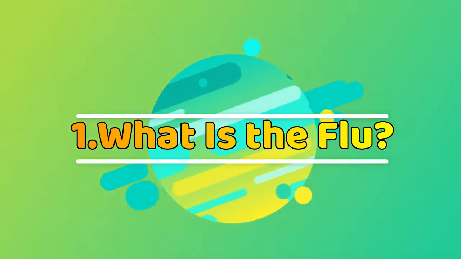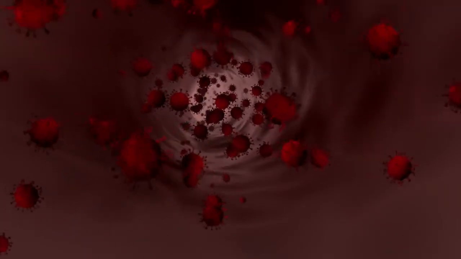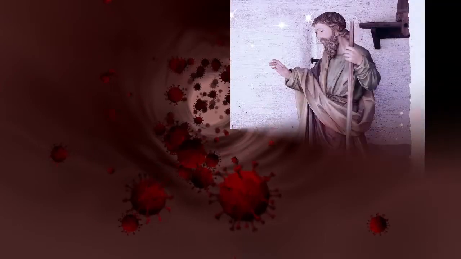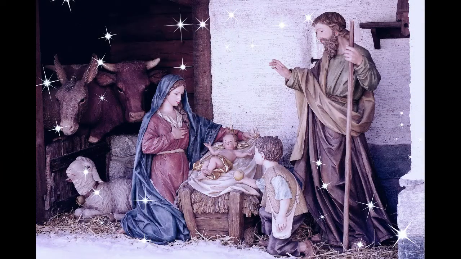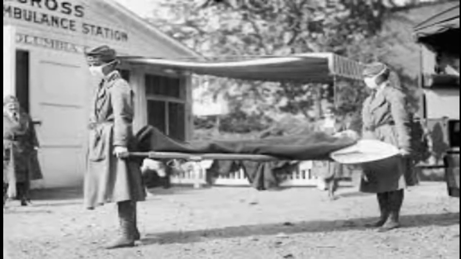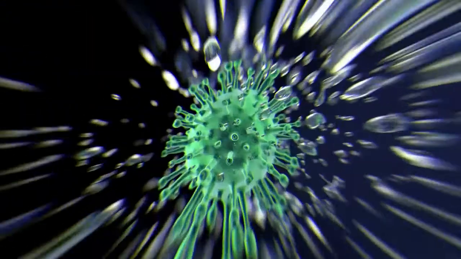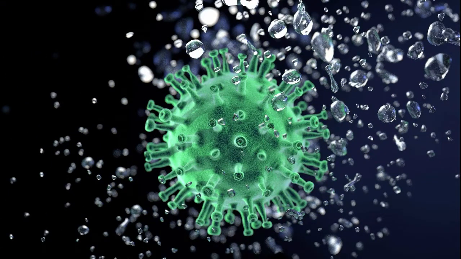1. What is the flu? Influenza, or flu, is a virus that attacks the respiratory system. The flu virus is highly contagious. When an infected person coughs, sneezes, or talks, respiratory droplets are generated and transmitted into the air, and can be inhaled by anyone nearby. Additionally, a person who touches something with the virus on it and then touches his or her mouth, eyes, or nose can become infected.